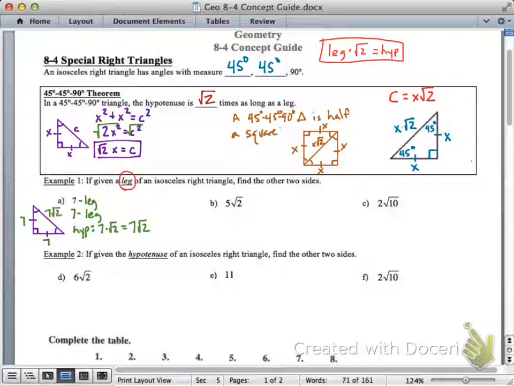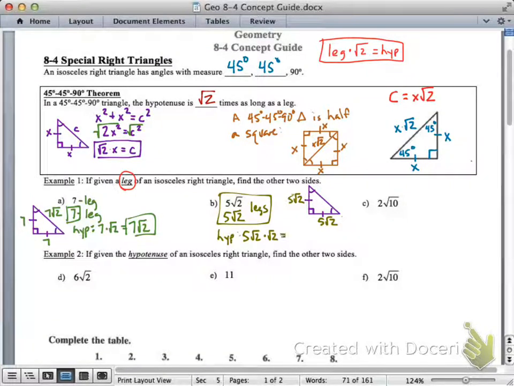Okay? Moving on. If we know that a leg is 5 square root of 2, both of the legs are 5 square root of 2, how do you find the hypotenuse? If you have a leg, multiply by the square root of 2. So 5 square root of 2 times the square root of 2. Well, the square root of 2 times the square root of 2 is 2. So it's 5 times 2, which is 10. This is why we did all that radical stuff earlier.